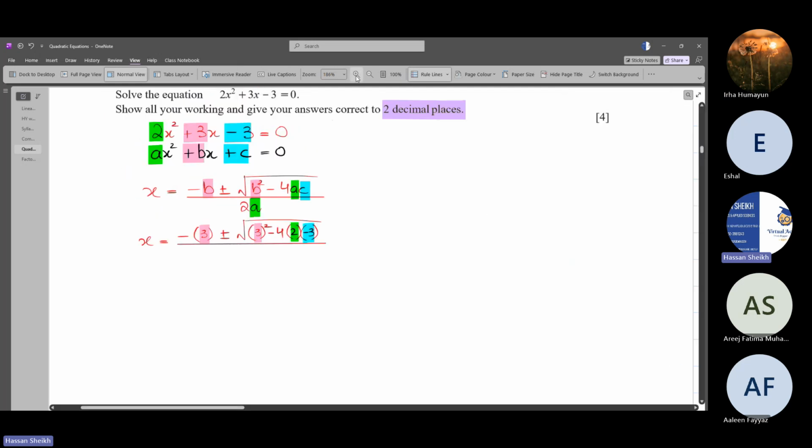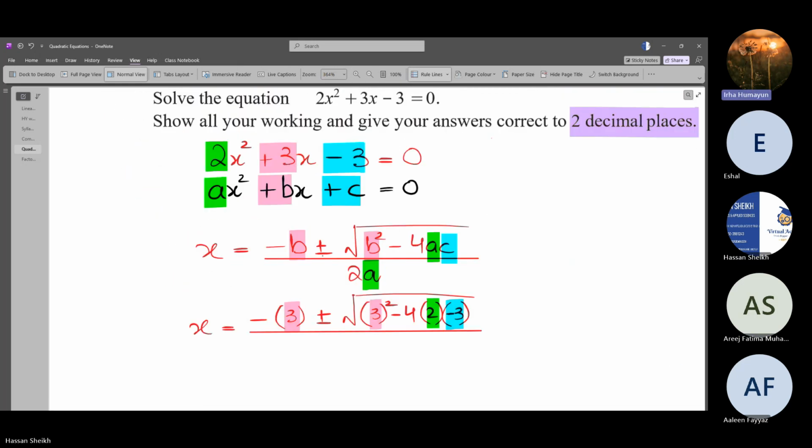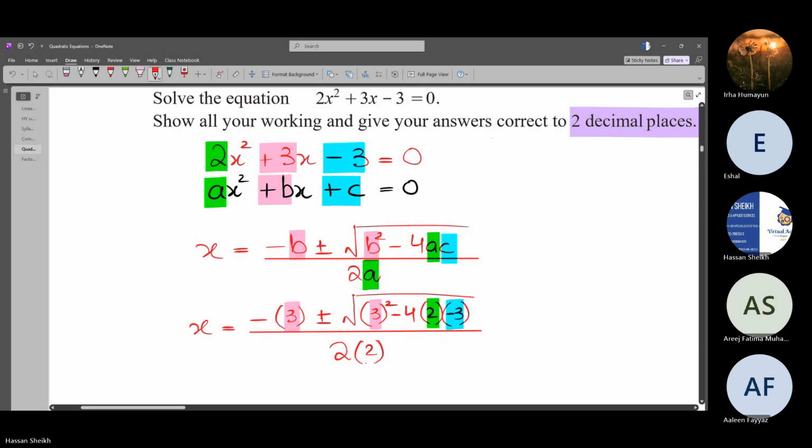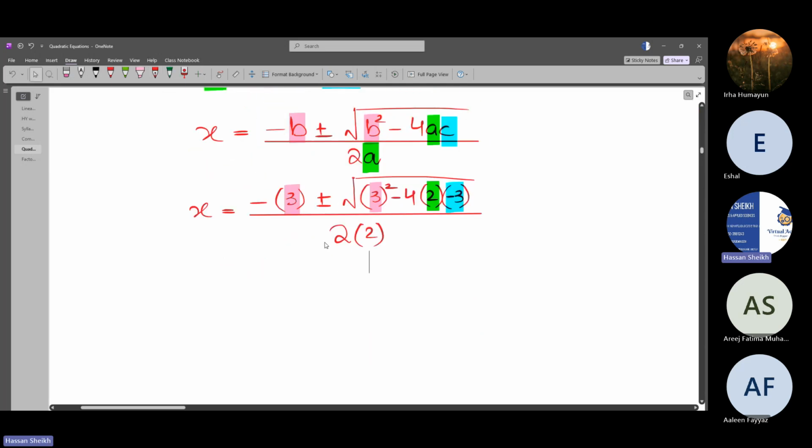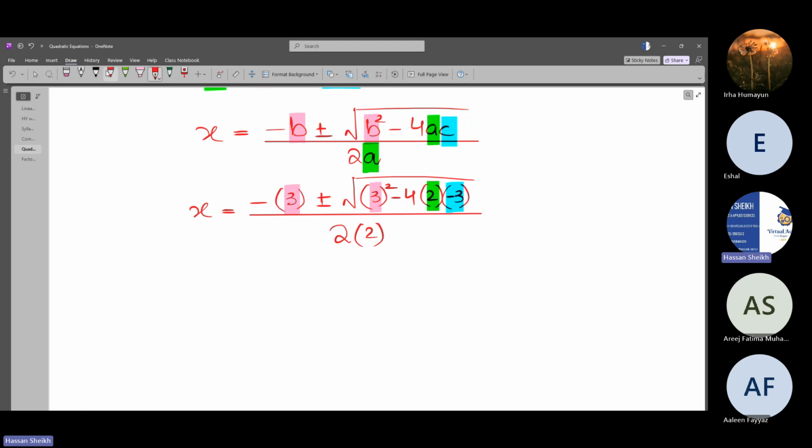With the positive sign, the answer is 0.68614066. Okay, now please check this one. How many values are we getting from here? Obviously two values because it's a quadratic equation. Agree?